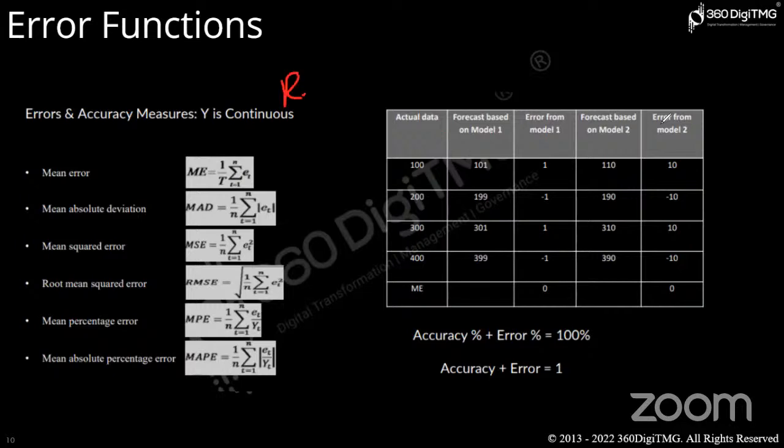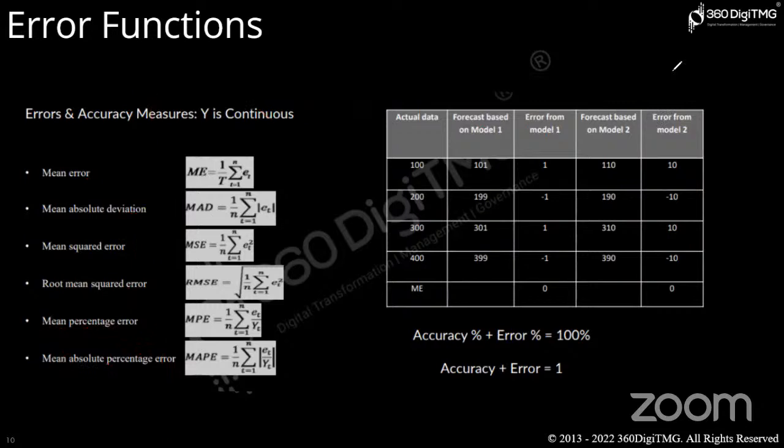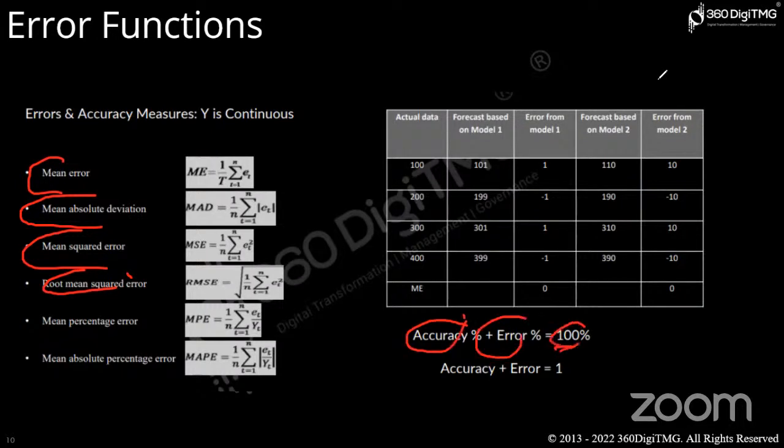When it comes to regression, we have mean error, mean absolute error, mean square error, and root mean square error. These are different metrics to evaluate a regression model. You can use any one of these to check the error rate. So what is error rate? Accuracy plus error rate is equal to 100, right?